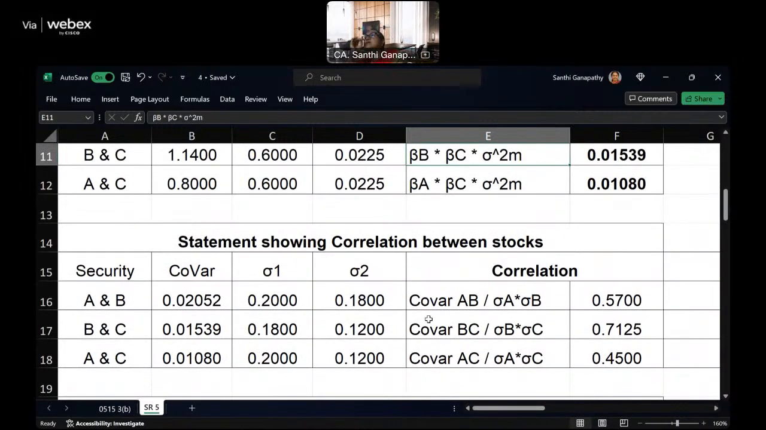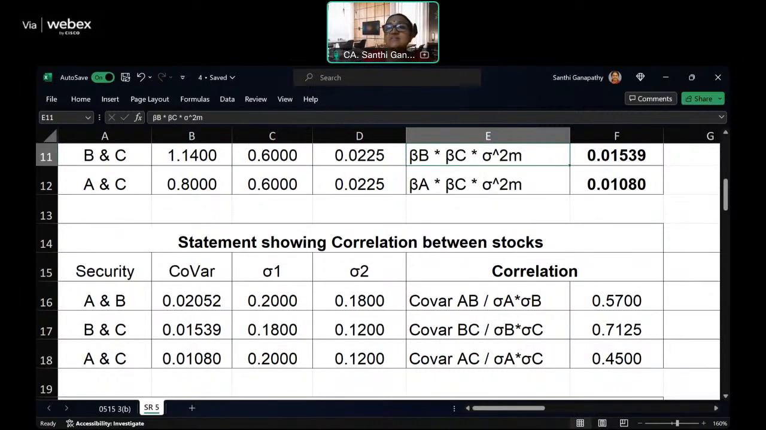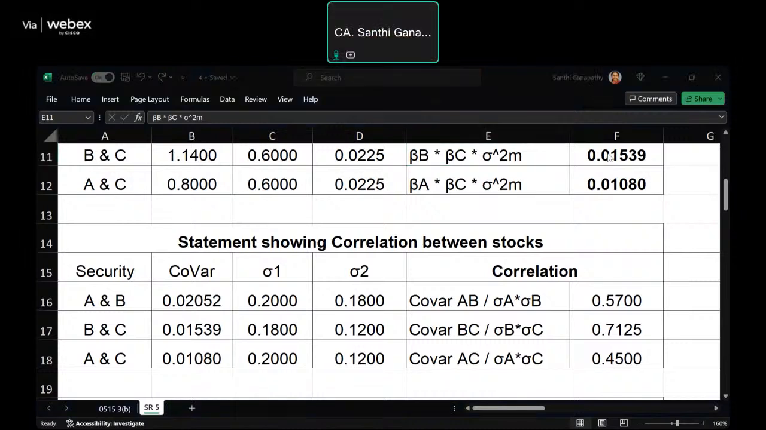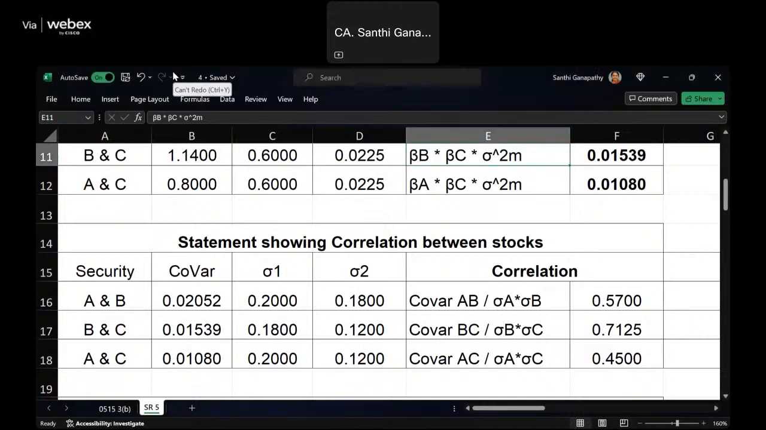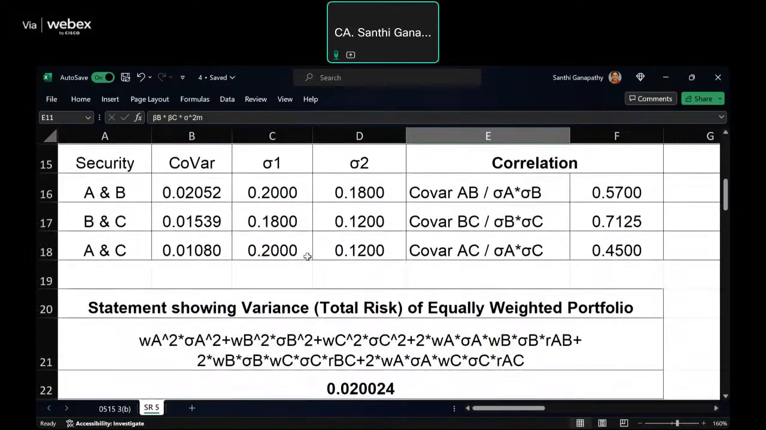Always you need to physically work and then check the answer. Not simply note down the answer. Simply noting down the answer will not help us in any way. So now this is done.